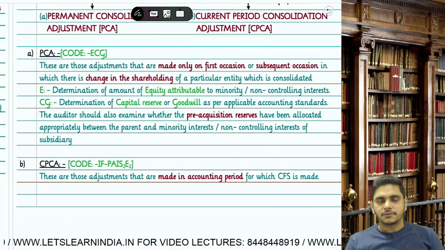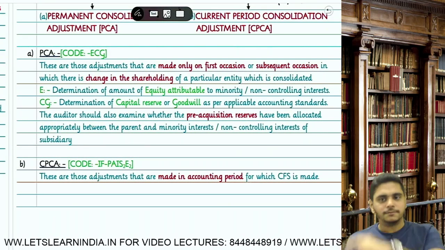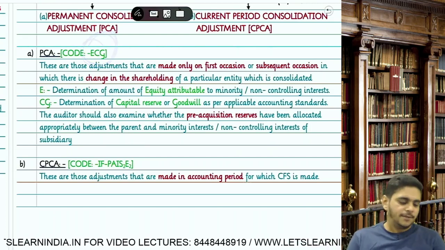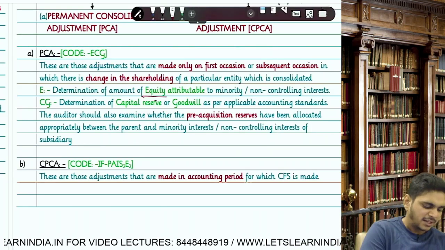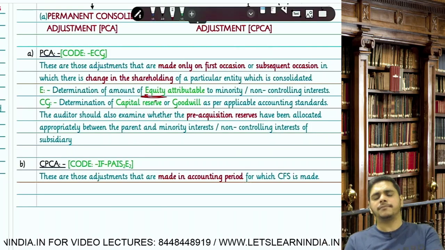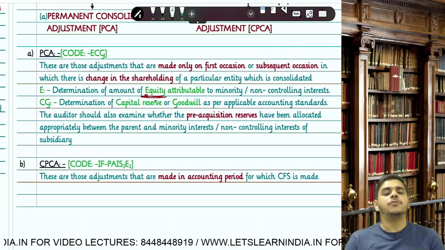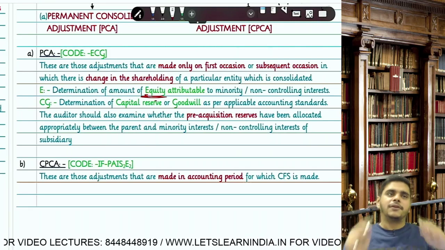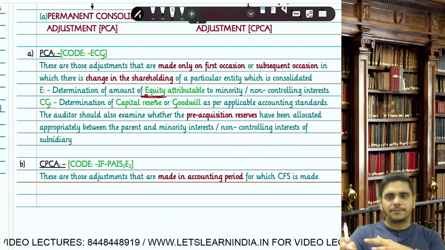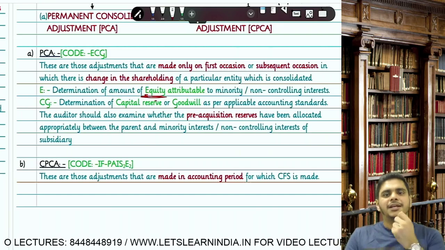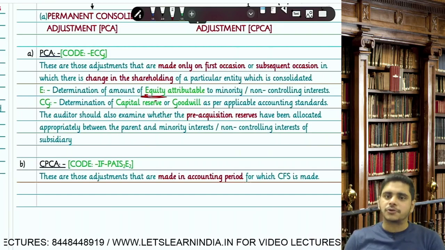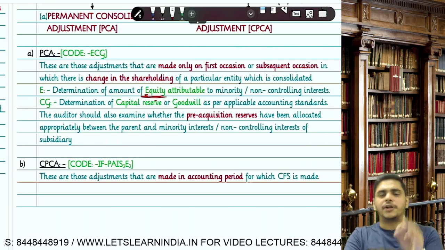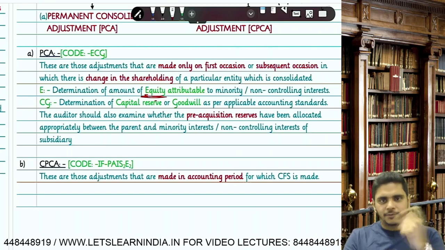Sir, what are PCA? There are two PCA basically. The code is ECG. First, determination of equity attributable to minority, or NCI. NCI means, guys, non-controlling interest. If you remember in FR, when you hold more than 51% and the balance 49%, that 49% is minority, or we call this NCI. So auditor go and verify determination of amount of equity attributable to minority or NCI.